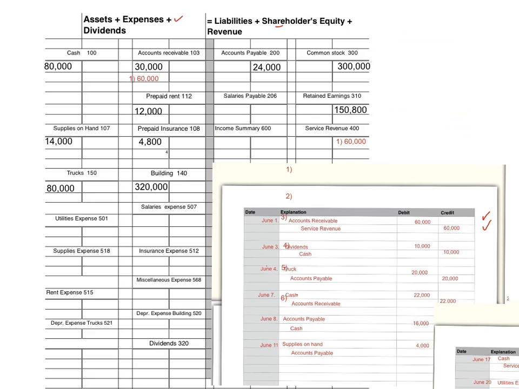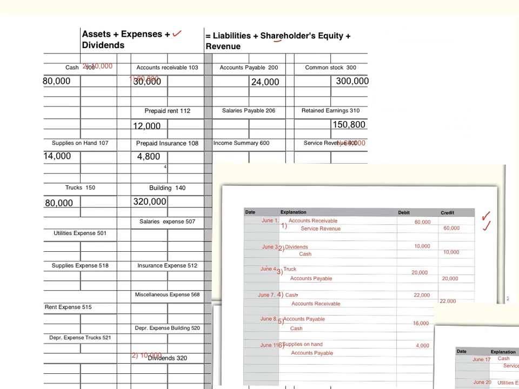Then on transaction 2, a debit to dividends and a credit to cash. So I post the debit to the dividend account and I post the credit to cash, 10,000. The third transaction is June 4th, a debit to truck and a credit to accounts payable. So the trucks go up by 20,000, and that's with a debit, and my liabilities, accounts payable, increase by 20,000, and that's a credit to accounts payable. And so therefore I have finished, and I mark off that I posted this one and this one.